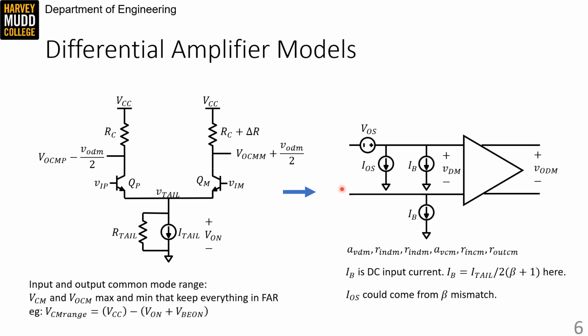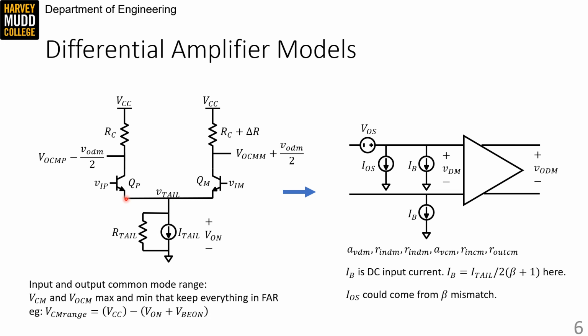Finally, though this won't appear on the differential amplifier diagram, both the input and output common modes have maximum and minimum values that they can reach before they start causing some transistors to fall out of the forward active region. We can look at the input common mode of this amplifier for an example of this. I've labeled the tail current source with a voltage V on, which is a current source parameter that specifies how much voltage needs to be across the current source for it to function. So in order to honor this constraint, the VTail node needs to stay at V on or above.